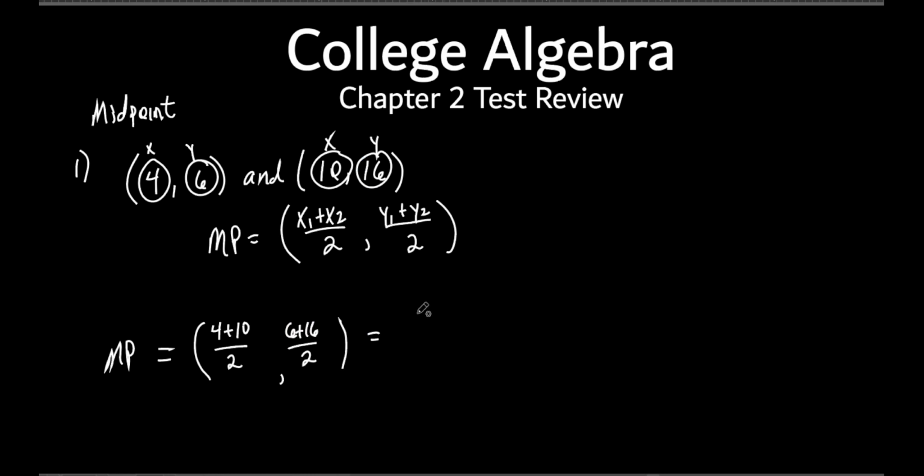So 4 plus 10, 14, and that's over 2. 16 plus 6, what's that? 22 over 2. Now don't leave it like that, because if you leave it like this, I will mark it wrong. Everybody understand that? You got to simplify the fractions. 14 over 2 is 7. 22 over 2 is 11. Look at that. 7-11. How about that?